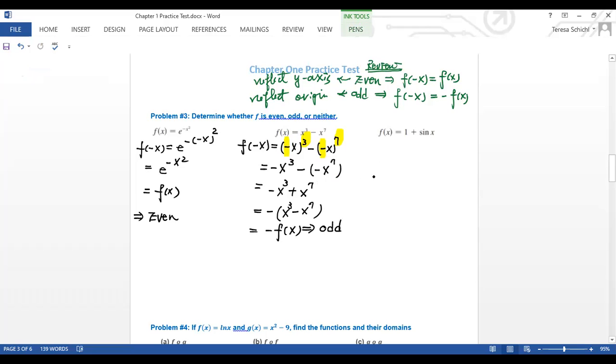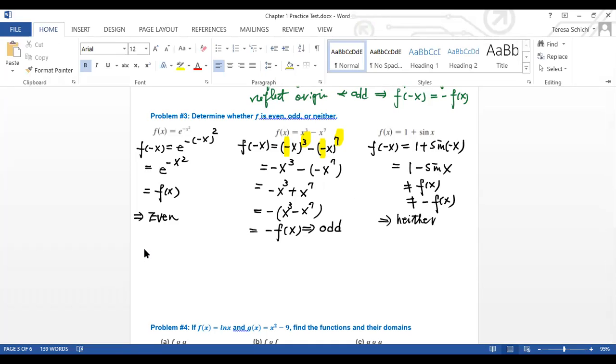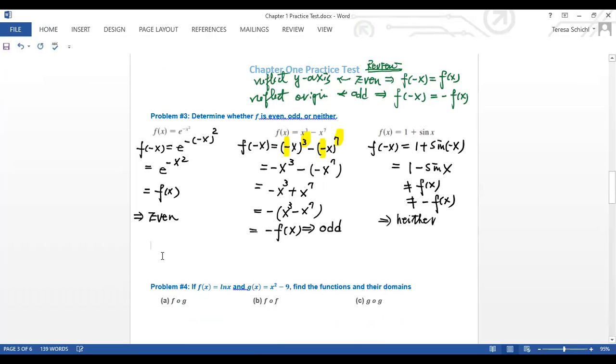Okay, let's take a look at this one here. So let's start with f of negative x. So we said that f of negative x is equal to 1 plus sine of negative x. I know sine of negative x is equal to what? From the trick, we know it's negative sine x, right? So this is negative sine x, and this is not equal to f of x. This is not equal to negative f of x. So what is here? This is neither. It's not even, not odd. All right. Okay, so this is the review for the even and odd functions, right?